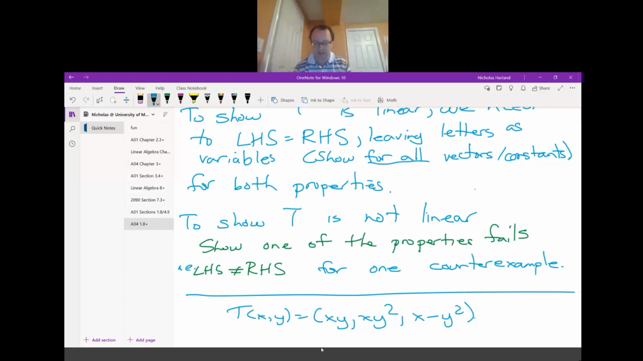Honestly, we really want to make a guess as to whether we think it's linear or not. And if we're wrong, then we're wrong and we'll figure it out along the way. But we want to make a guess first. So do you think this is a linear transformation or not? Again, it can be a guess.